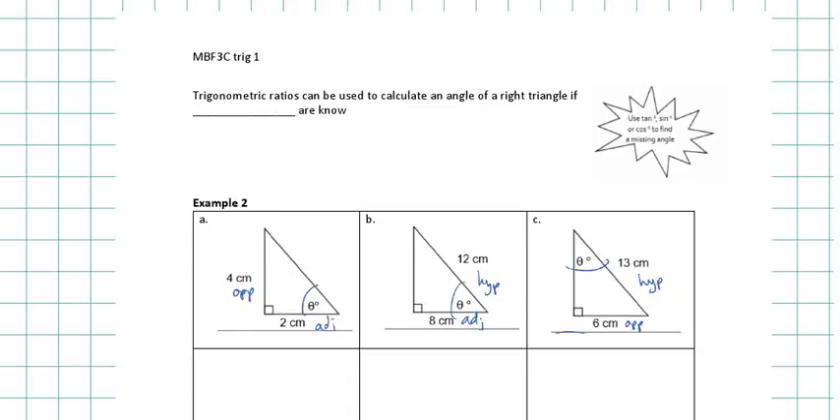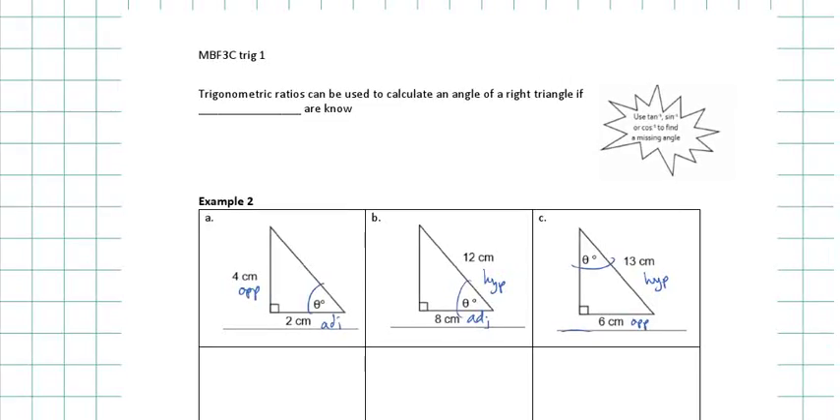Trigonometric ratios can be used to calculate an angle of a right triangle if two sides are given. So if they give you two sides and ask you to solve for an angle. Okay? Now, let's look at this question.